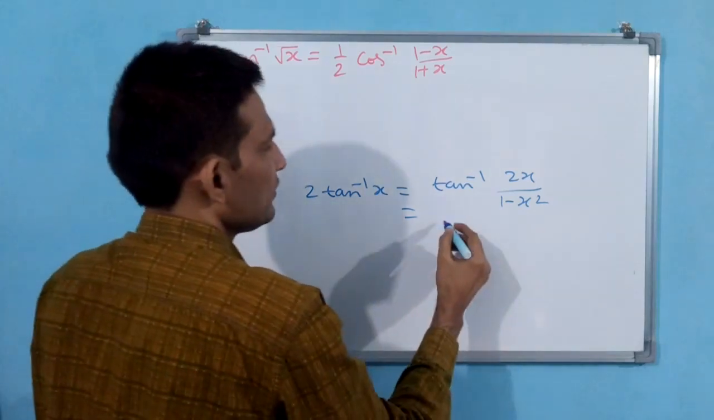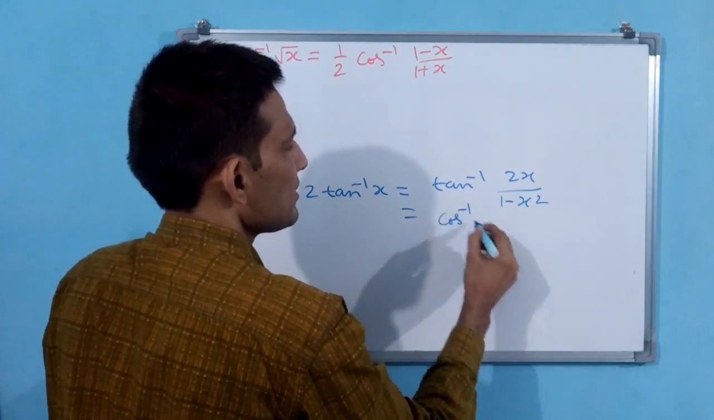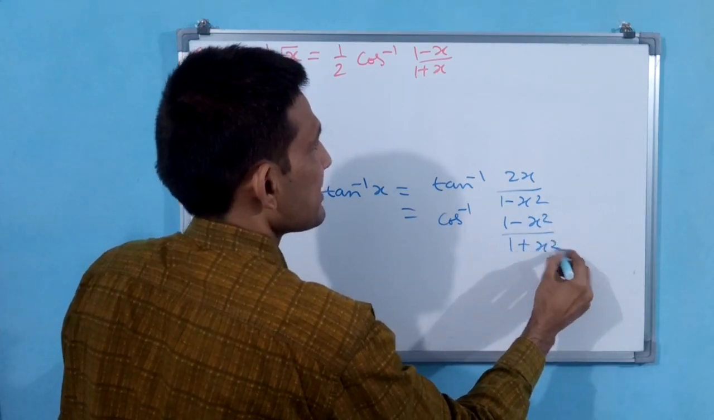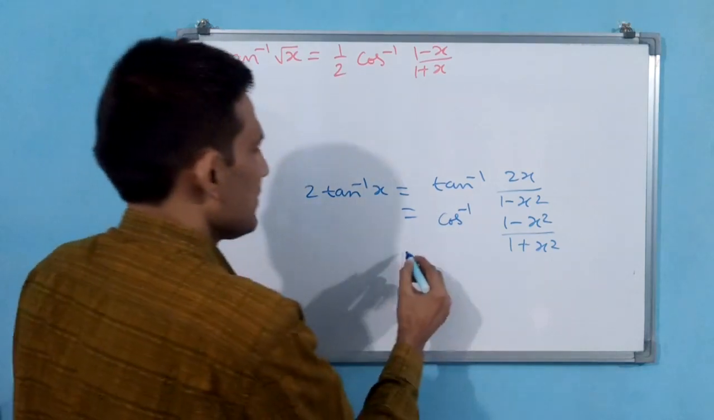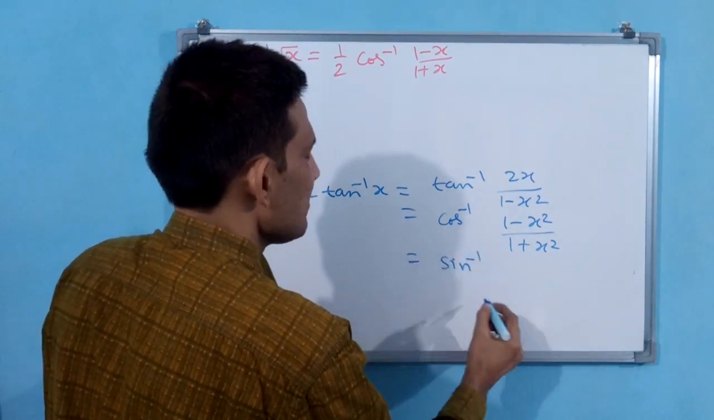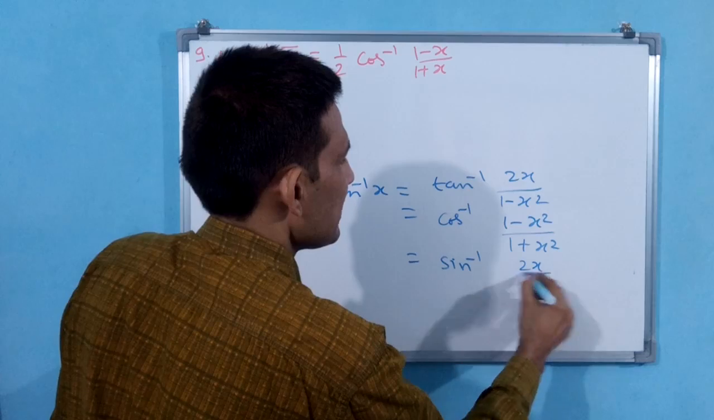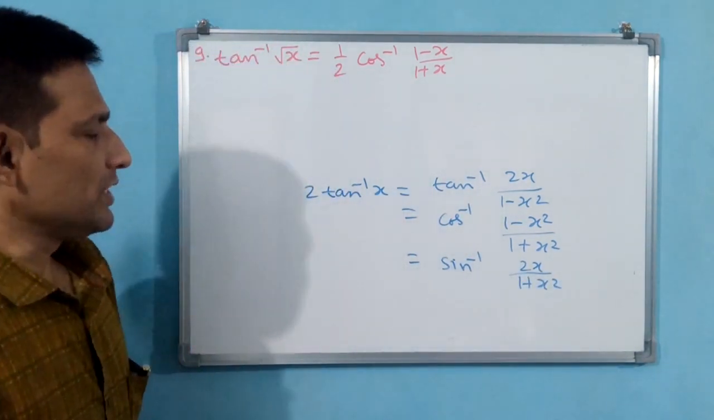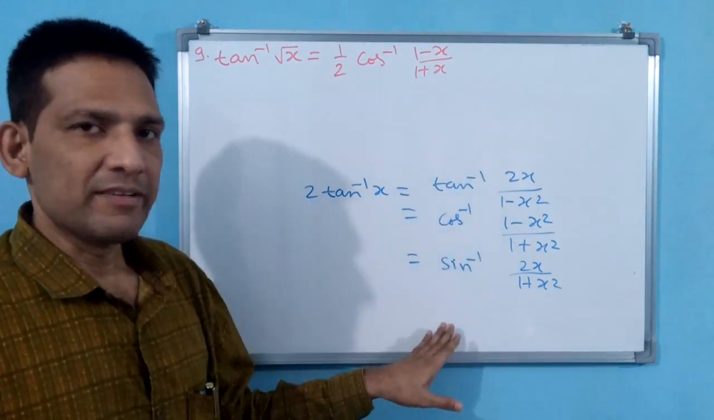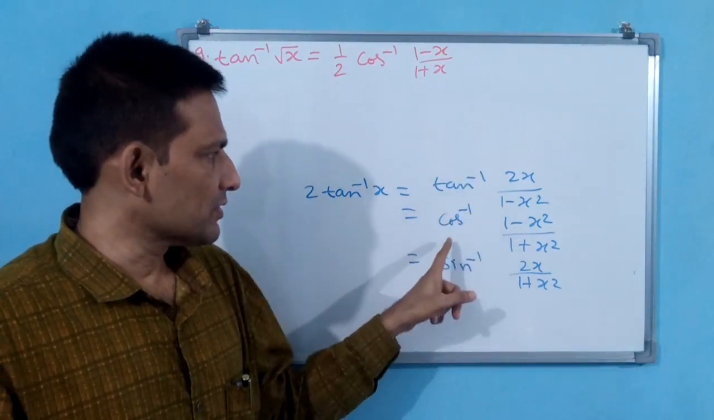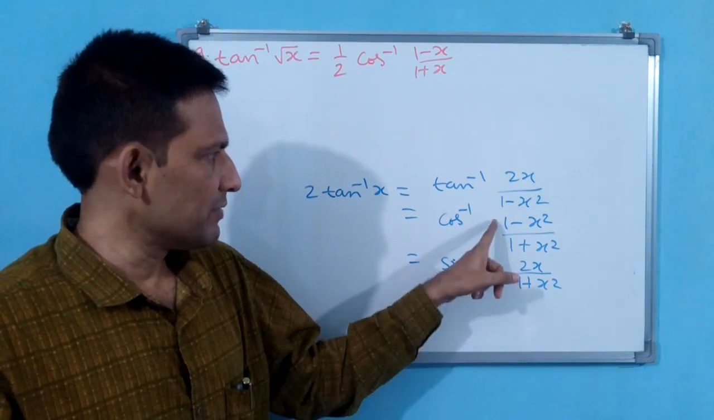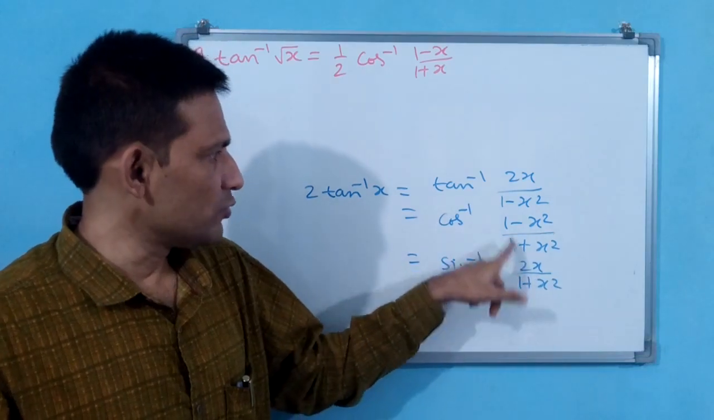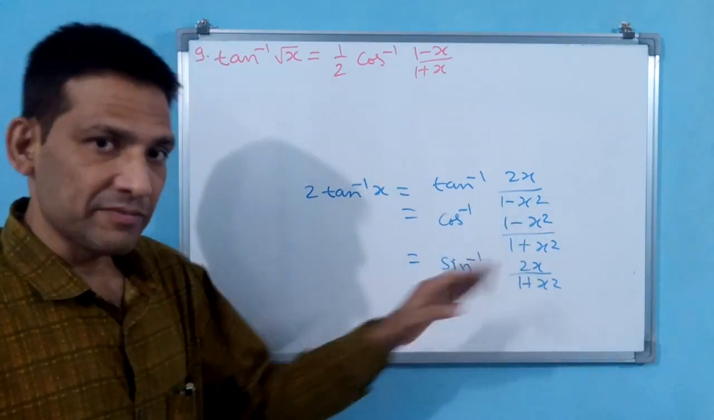Same 2 tan inverse x is equal to cos inverse (1 minus x square) by (1 plus x square). This is in cos form. Again sine form: sine inverse 2x by (1 plus x square). You see, forget about tan inverse, tan is sine by cos. 2x by 1 plus x square, 1 minus x square by 1 plus x square. The 1 plus x square denominators are going to get cancelled, so 2x by 1 minus x square will come.